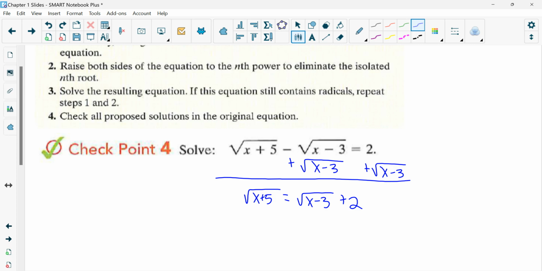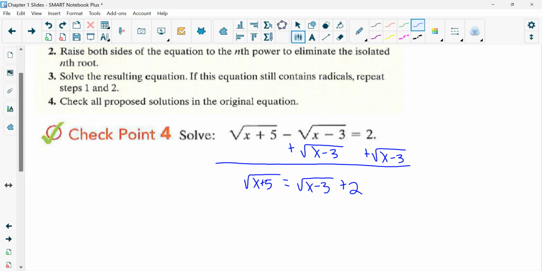All right, so now we're going to undo the square root by squaring both sides. So I'm going to square the left side. I'm going to put the right side in parentheses and square that.